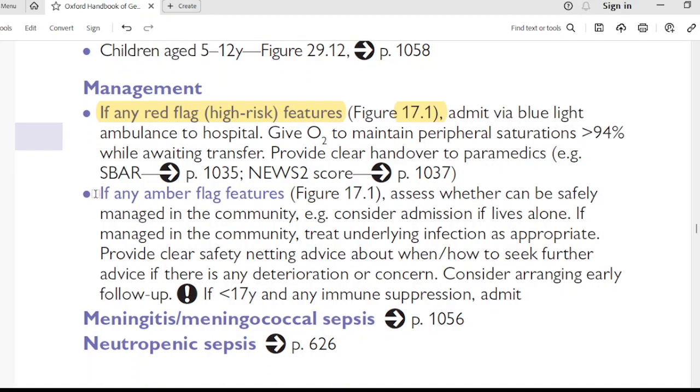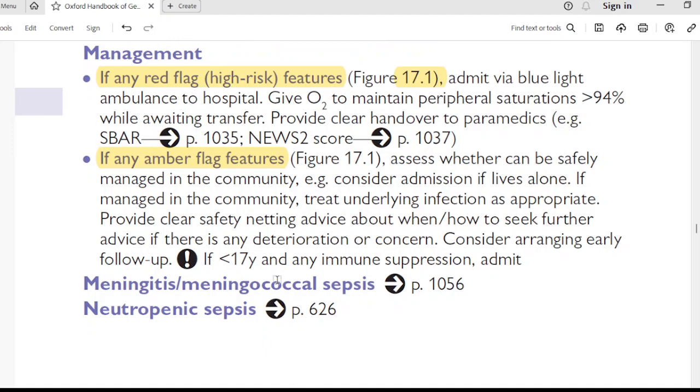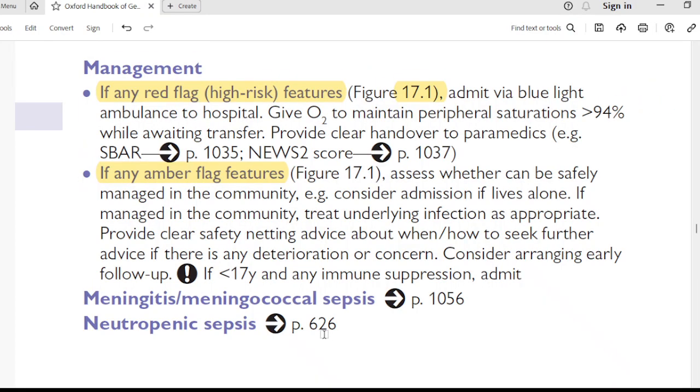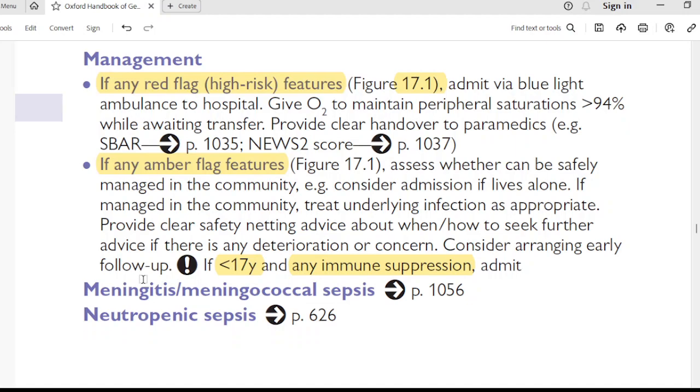If any amber features are present, assess whether the patient can be safely managed in the community. For example, consider admission if the patient lives alone. If managed in the community, treat the underlying infection as appropriate. Provide clear safety netting advice about when or how to seek further advice if there is any deterioration or concern. Consider arranging early follow-up. If less than 17 years and any immune suppression, admit. So amber flag features: if less than 17 years and any immunosuppression is present, you need to admit.